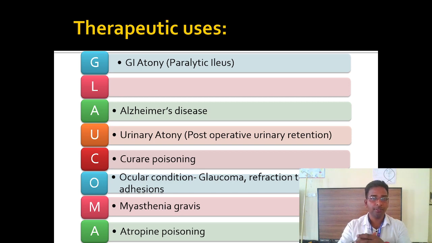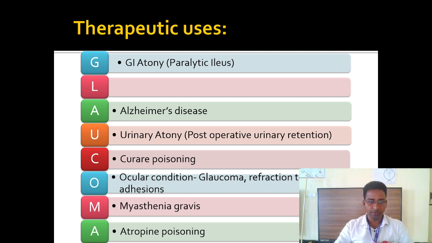In curare poisoning, curare drugs can block the acetylcholine action, thereby causing muscle weakness. So this can be reversed by using acetylcholine-like drugs or indirectly acting cholinergic drugs. In glaucoma, we already discussed physostigmine along with pilocarpine. It will improve the glaucoma condition.